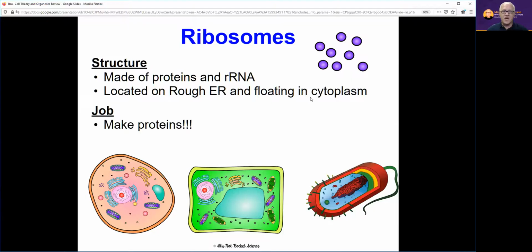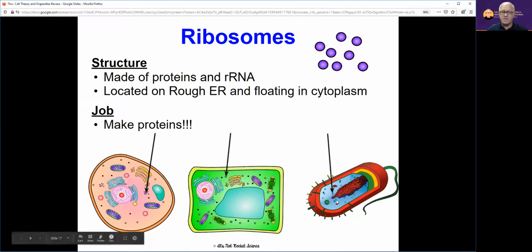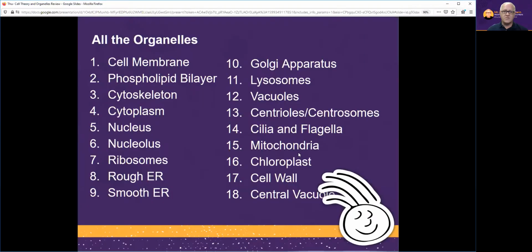The job of the ribosomes is to make proteins. It's all about making proteins. You've got ribosomes in the animal cells. You've got ribosomes in the plant cells. And you have ribosomes in that bacteria cell. Remember, the bacteria cell has to have proteins because otherwise it can't work. So it's all about making proteins.